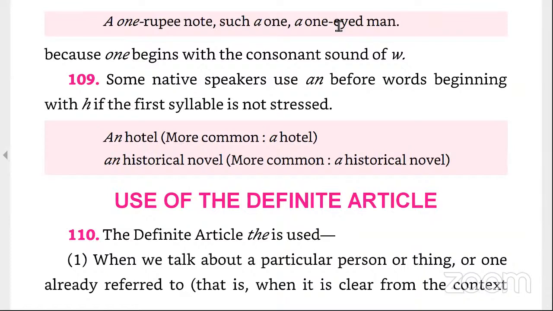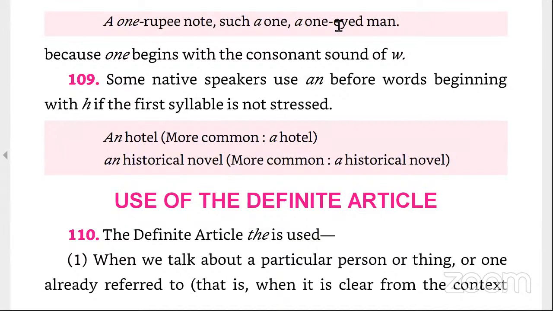He is a one-eyed man. I need a 1 rupee note, not a 1 rupee coin. So although O is here, the sound that comes here is that of a consonant, and that is v, v, v. So we use here a sound.